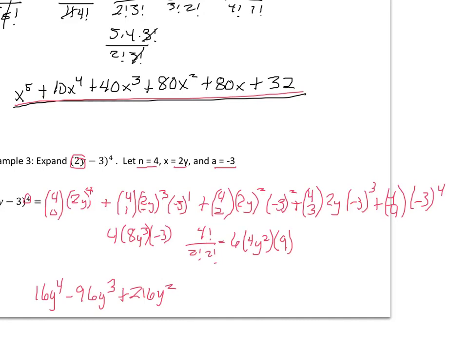All right, next one. 4 choose 3 is 4. Then I've got 2y, and what's negative 3 cubed? Negative 27. So 4 times 2y is 8y, so 8. 8 times 27? Help me out, calculator people. 216 again. So now this is a minus because of that negative right there. So it's minus 216y.